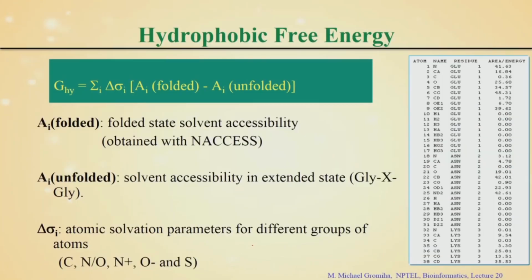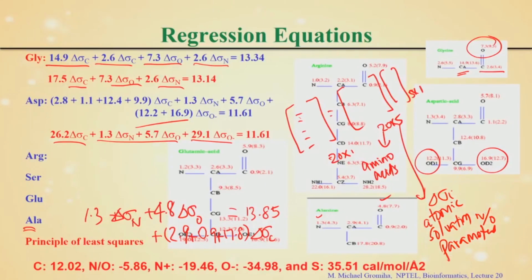If we do this, we can get the values for all these 5 parameters, and I show the numbers we obtain for the 5 groups. For example, carbon 12.02, nitrogen oxygen minus 5.86, N plus minus 9.46, O minus 34.98 and sulfur 13.51. It makes sense because if you see the hydrophobic groups, mainly carbon and sulfur, you can see the positive values for the transfer into the protein environment, and for the polar residues and charged residues, that is minus.